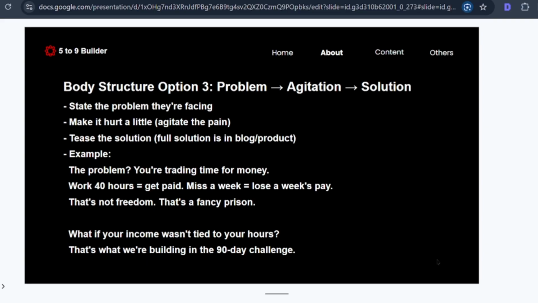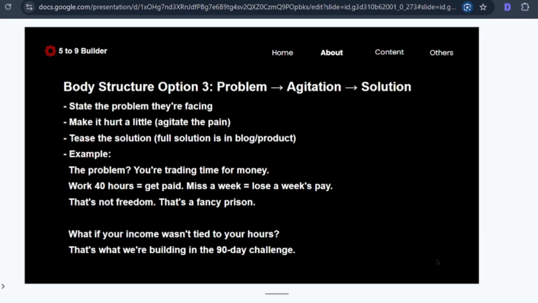Now, body structure option number 3. That is problem, agitation, and solution. You have to state the problem they are facing, make it hurt a little, agitate the pain. You state the problem, then you add more pain to it, how bad it could be. And then you give a solution. You try to give a solution that will actually bring the person's heart down. For example, the problem: you are trading time for money.